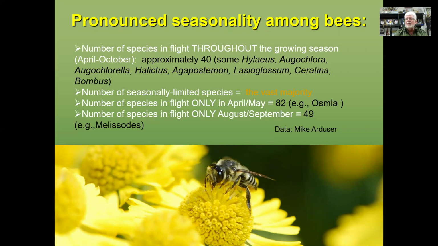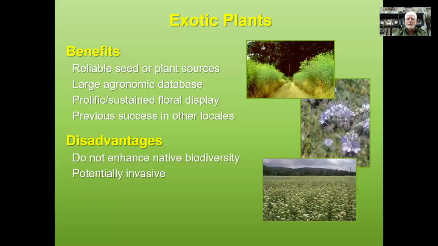So if you do not have these plants, those species will not be present. Now, when we're planting, we often get choices. We look at exotic plants or we can look at native plants. Exotic plants are readily available. There's a lot of data on them. They produce large floral displays. The problem is they don't enhance native biodiversity. They can potentially be invasive.